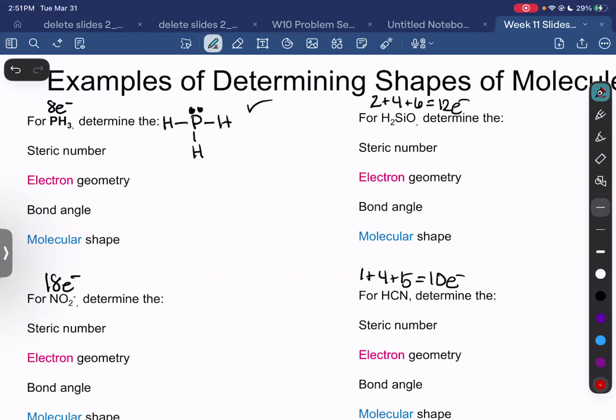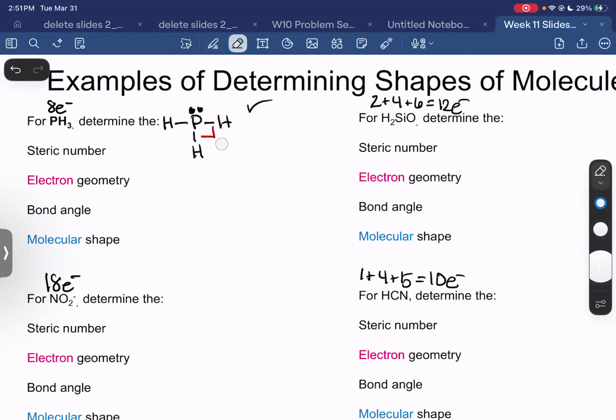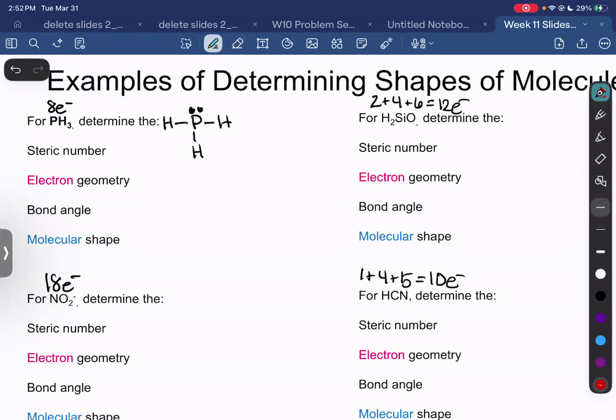Now notice how it's drawn. The way I have it drawn, it looks like the bond angle is 90 degrees. Have I given you anything that had a bond angle of 90 degrees? No. So this is not right. When I have up to 4 things, there is no such thing as a 90-degree bond angle. So let's figure out what the heck it is.